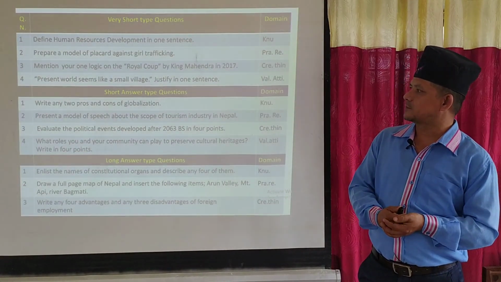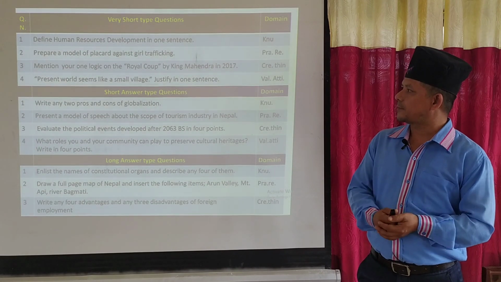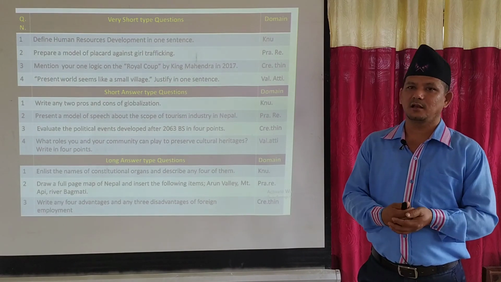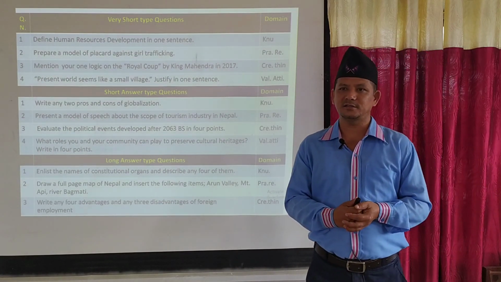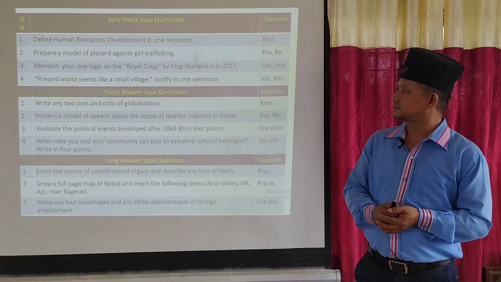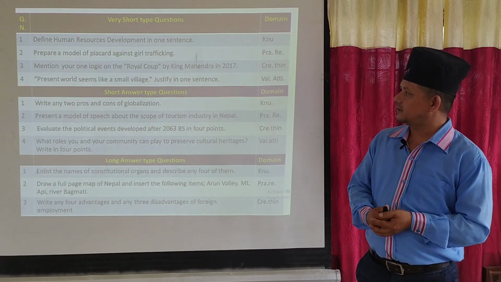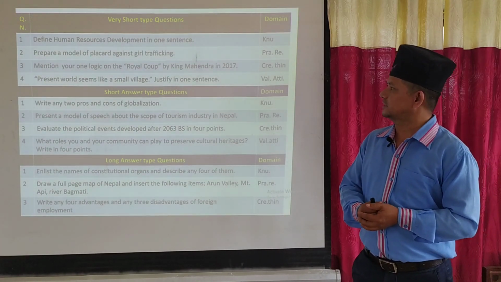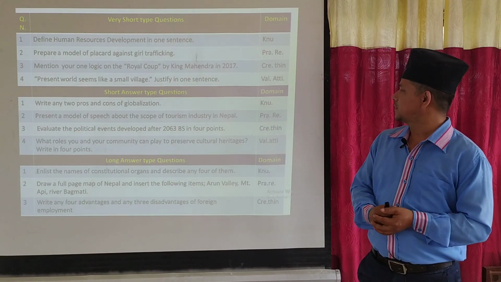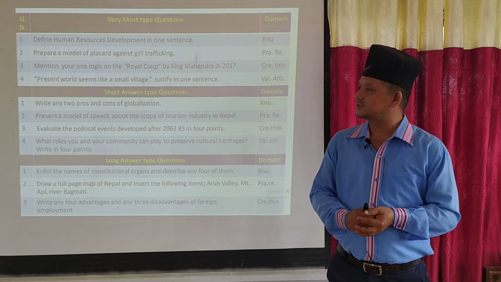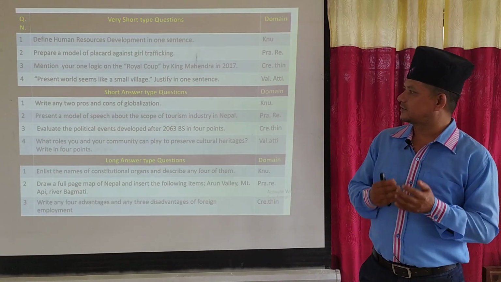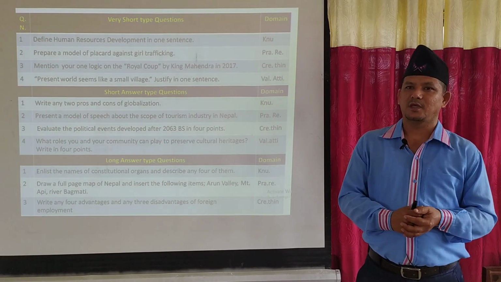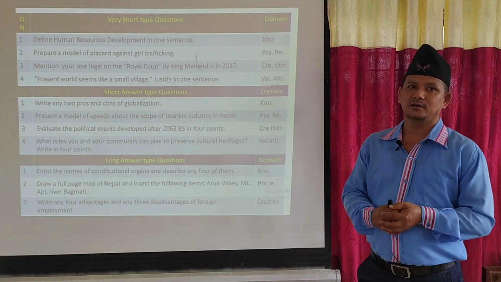And when we go to question number 2, you can see here, prepare a model of placard against girl trafficking. So, this question belongs to practical and research application. Students, you will have to show skills to answer this question. Now, question number 3 is mention your own logic on the royal coup by King Mahendra in 2017. This question belongs to creative and thinking analysis domain. Question number 4, present world seems like a small village. Justify in one sentence. This question belongs to value and attitude.